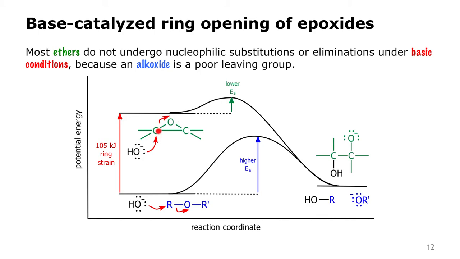Epoxides, because of the ring strain in that three-membered ring, are far more prone to ring opening because you're relieving ring strain. And so hydroxide will add quite readily to one of the two carbons of the three-membered ring, has a very low activation energy, and we ultimately produce an alkoxide product, which is usually subsequently protonated.